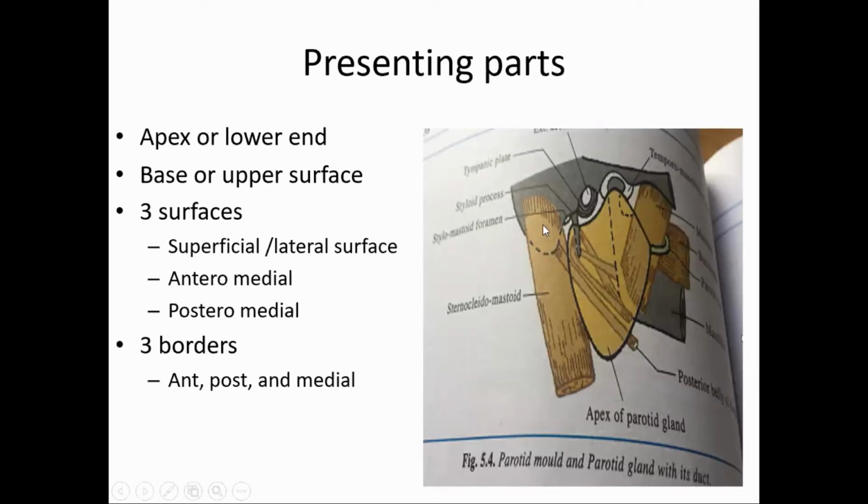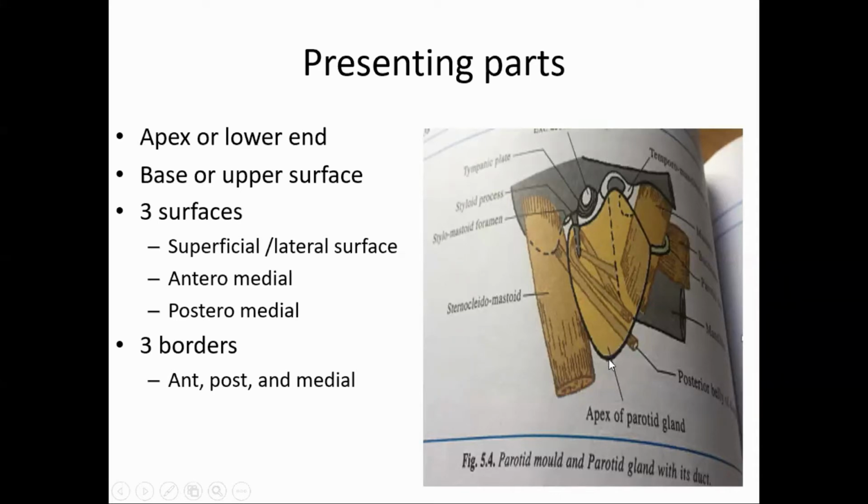Posterior is the sternocleidomastoid muscle and the mastoid process. Inferior is the posterior belly of the digastric muscle. So this is the boundary of the parotid region, where the parotid gland lies. It is an inverted pyramidal shape. Being triangular in shape, it has a base and an apex.